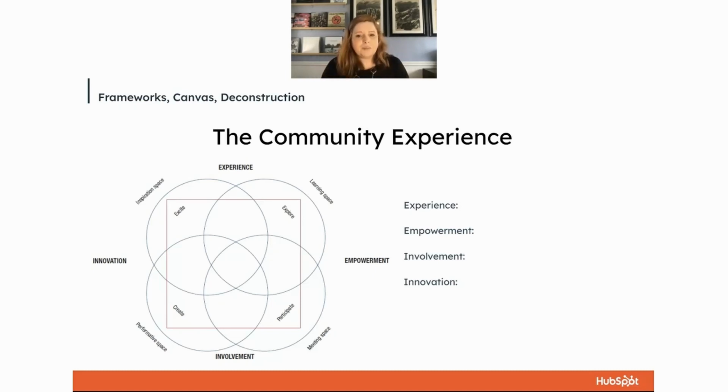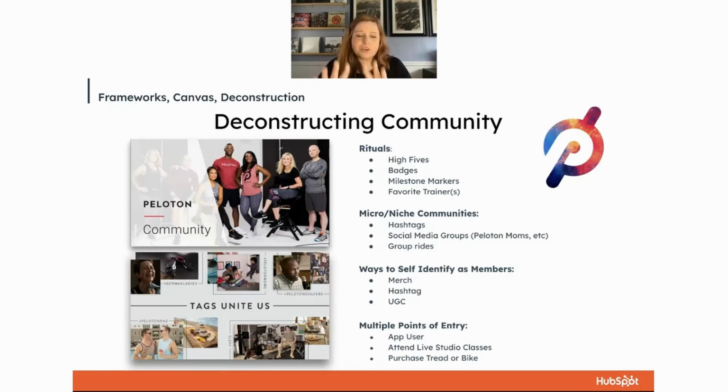So thinking about this, and if you want to use this model, I highly recommend thinking about how you would use experience, empowerment, involvement, and innovation in your community. Now, a community that does an incredibly great job is Peloton. And I know that they've been in the news for quite some very bad reasons over the past couple months, but I think that actually proves what a great community it is.